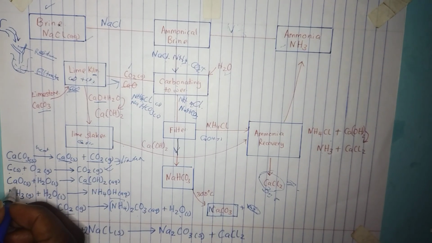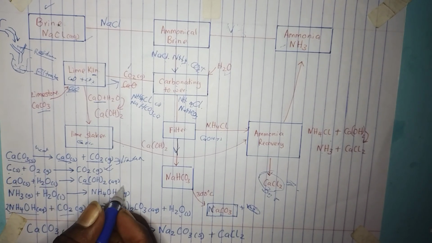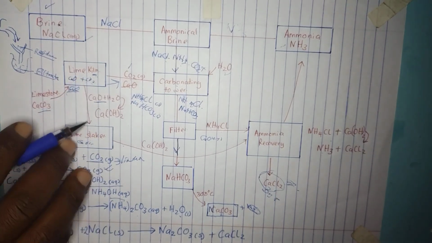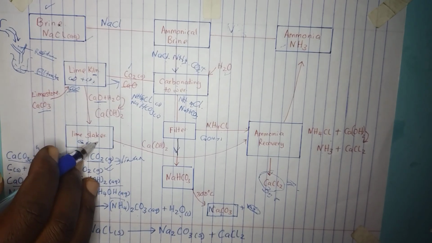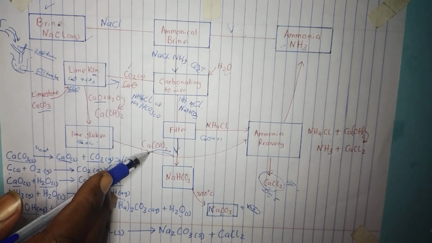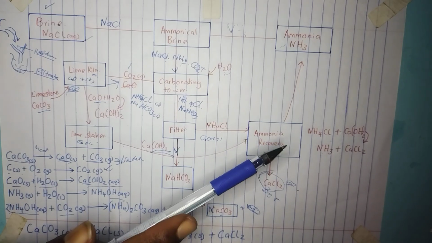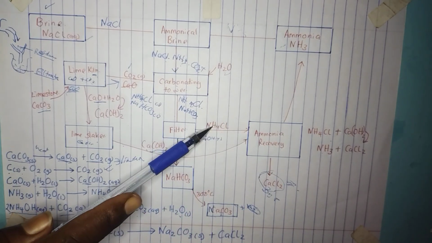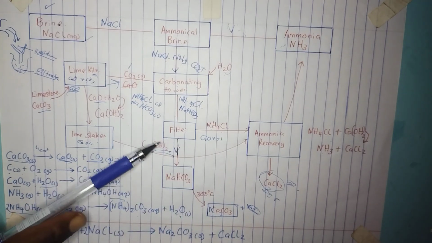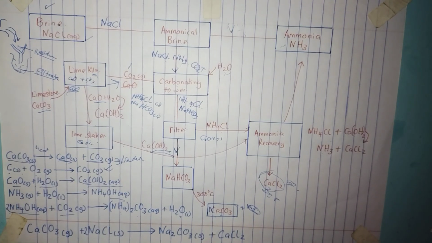We go to the second one, where calcium oxide is reacted with water to produce calcium hydroxide. So calcium oxide from this lime kiln is reacted with water in the lime slaker to produce calcium hydroxide. So this calcium hydroxide is the one that is taken to the ammonia recovery, and it is called ammonia recovery because here we get ammonia from ammonium chloride. Ammonium chloride is reacted with calcium hydroxide to get ammonia, which is used in that experiment.